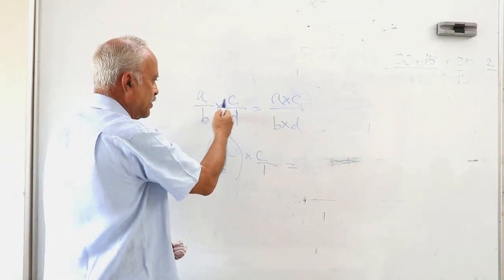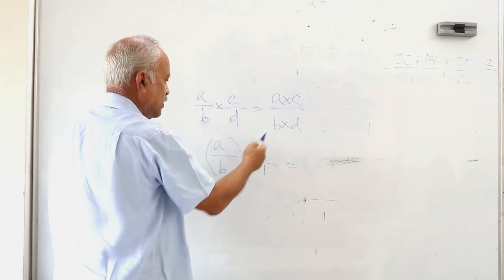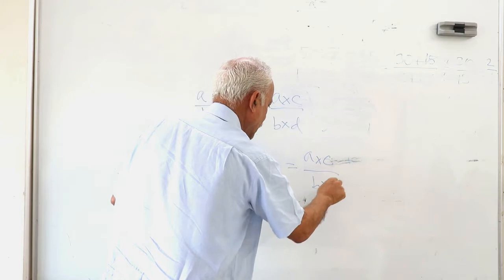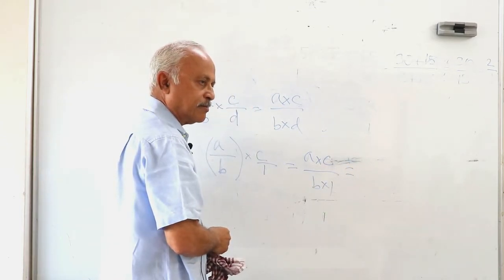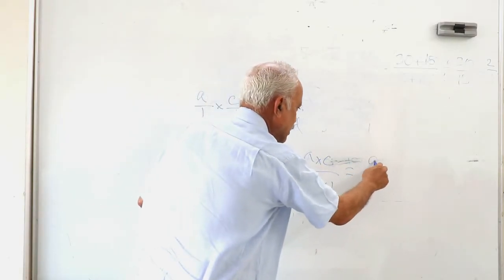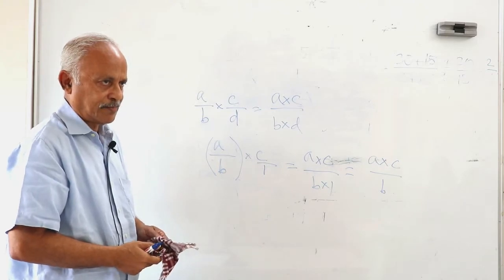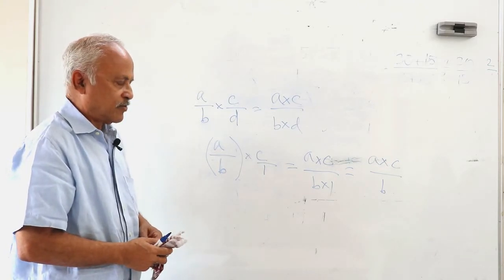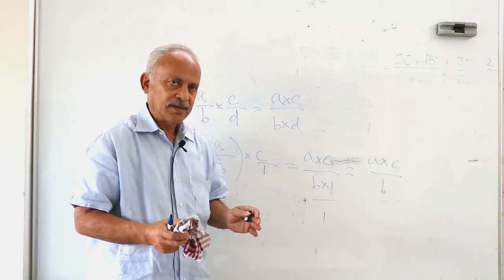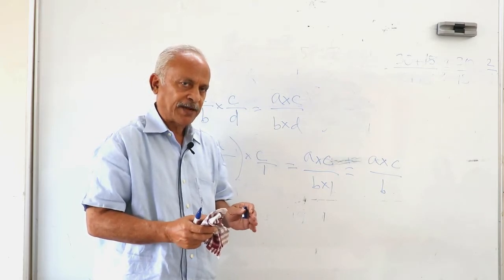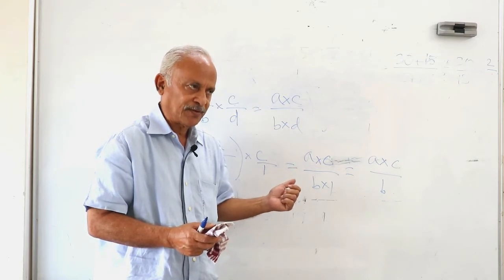Look at this. Here A by B into C by D is A into C upon B into D. So A upon B into C upon 1 is A into C upon B into 1. But what is B into 1? B. So this is equal to A into C upon B. So now we are using algebra to understand how to multiply numbers without actually putting numbers.